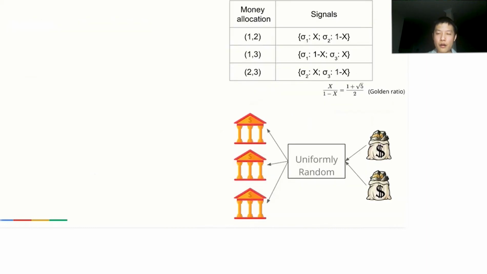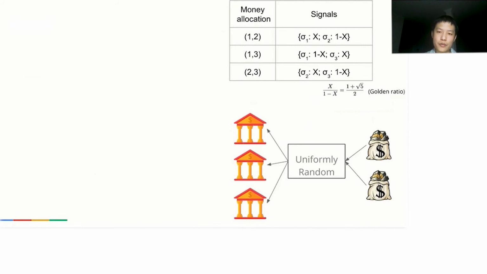Okay, to make this more concrete, let's take another look at our example. In our example, there are 3 different states of nature depending on how the money is allocated. The money can be allocated to the first 2 banks, the last 2 banks, or the first and the third bank. If the money is allocated to the first 2 banks, denoted by the tuple (1, 2), then the optimal signaling scheme will send the signal sigma 1 with probability x and send the signal sigma 2 with probability 1 minus x. Here, the ratio between x and 1 minus x is exactly the golden ratio.